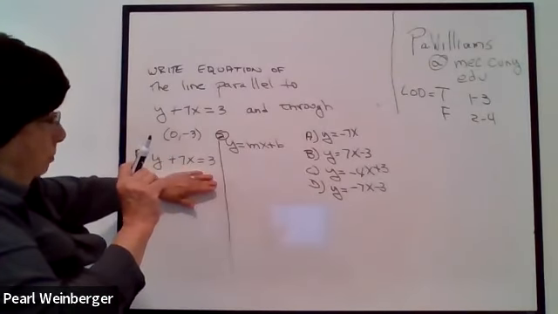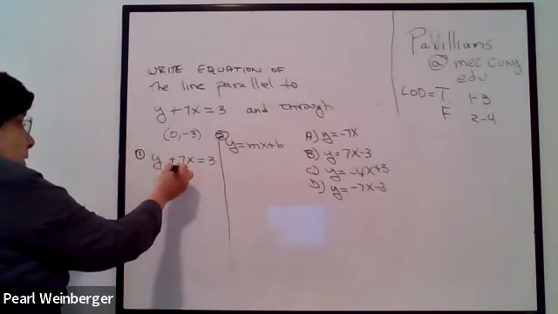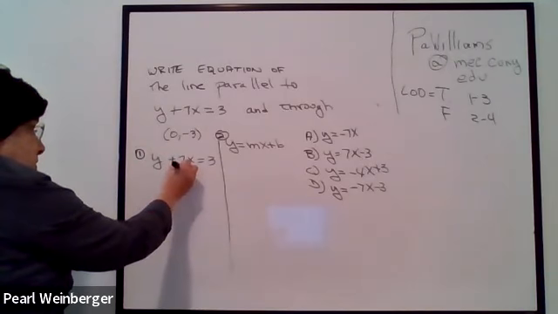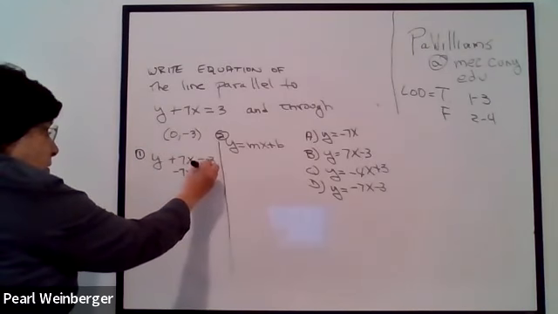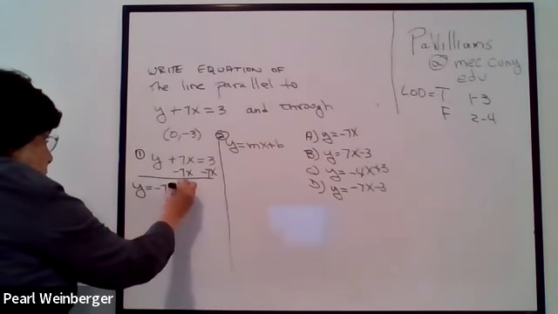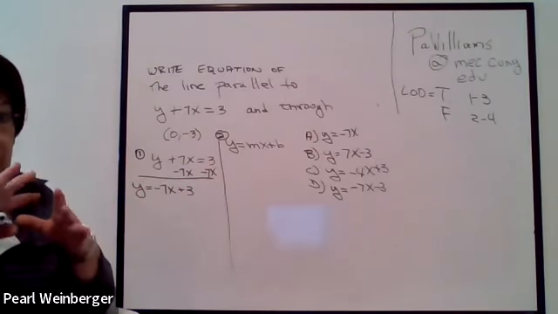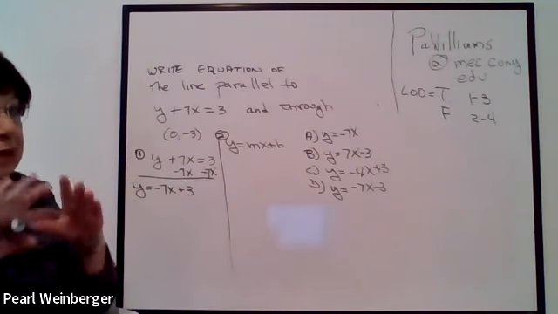And I can't figure out the slope of the line until I put the line in the y equals mx plus b form. I have to have the y by itself, which means I have to get this 7x to the other side, which will give me y equals -7x plus 3.